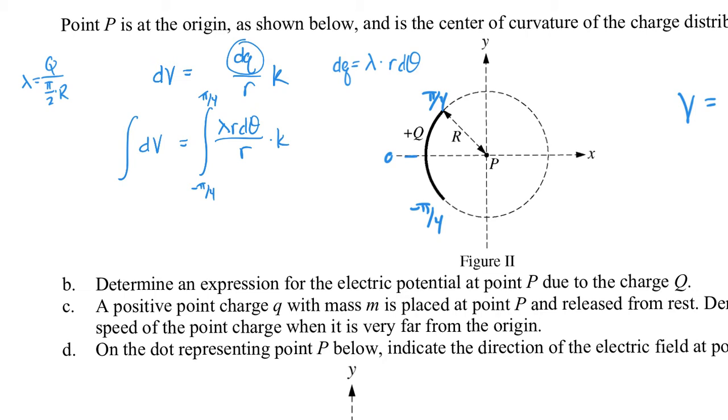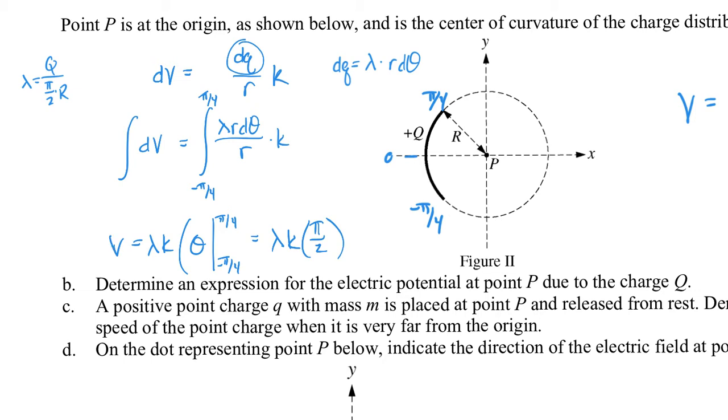And this should give me the total electric potential. So that's going to give me V. And then when I pull my constants out, which are lambda and k, the r's cancel. I'm going to be integrating d theta, which is just theta evaluated from negative pi over 4 to pi over 4, which is going to equal lambda k times pi over 2.